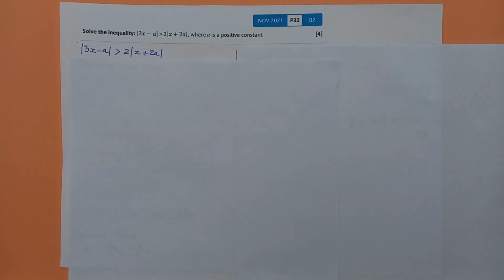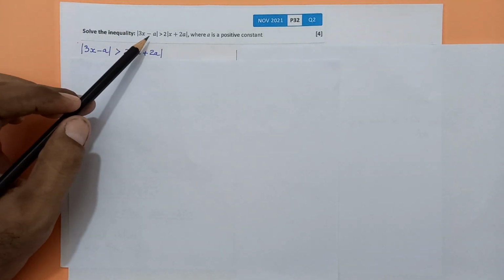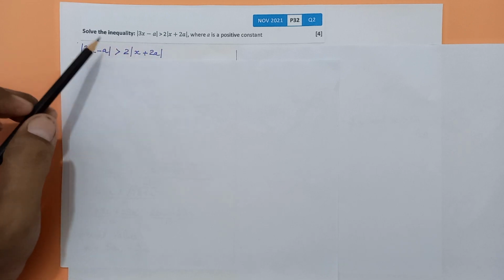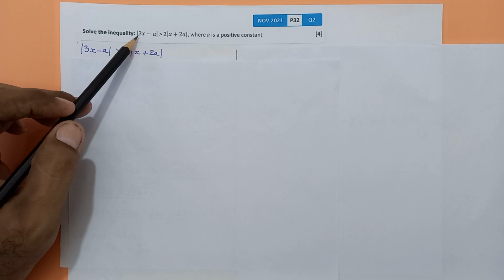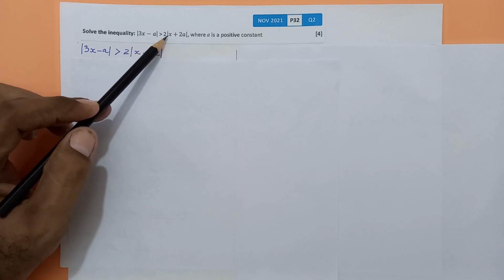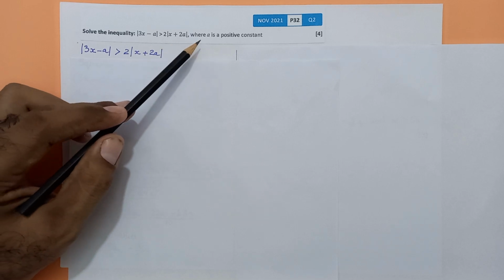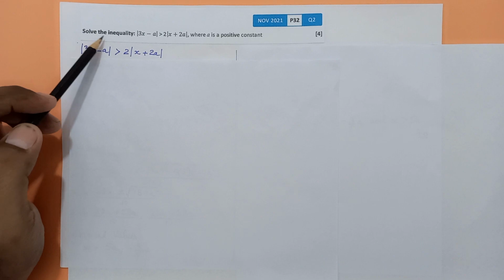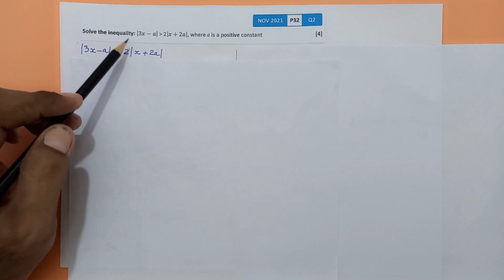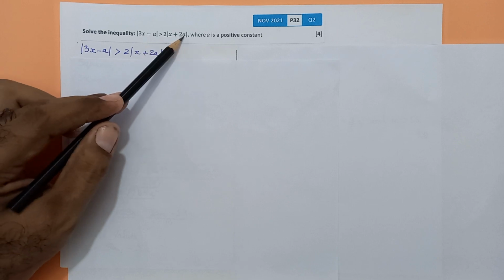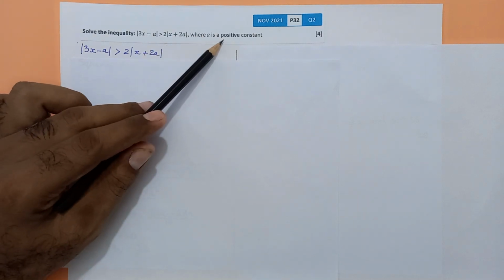Hello everyone. We have a question of a modulus inequality, and the question is: solve the inequality modulus sin 3x minus a greater than 2 times modulus sin x plus 2a, where a is a positive constant. Because we have an inequality and we have to solve it, definitely solving means finding the value of the variable, which is basically x, because a is a constant as per the question statement.